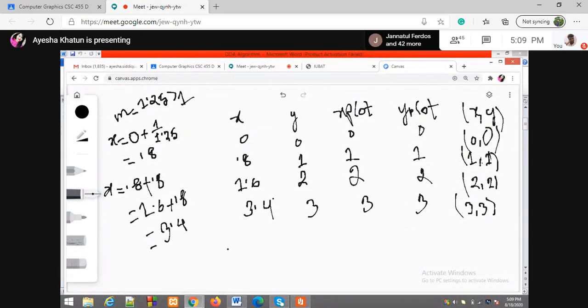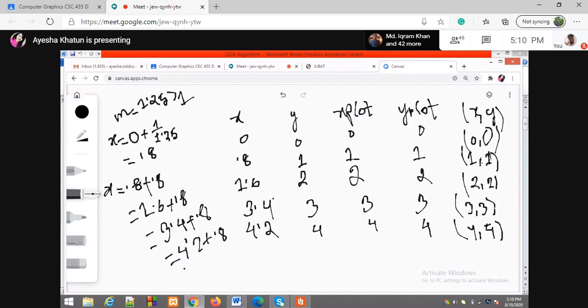And what we have next? Again 3, 4 plus 0.8 is 4.2. So here we have 4.2 and here we will have 4. So we will have 4, 4, right? So we will get 4 and 4. Now next again, 0.8.